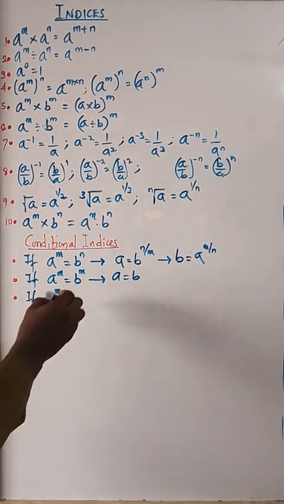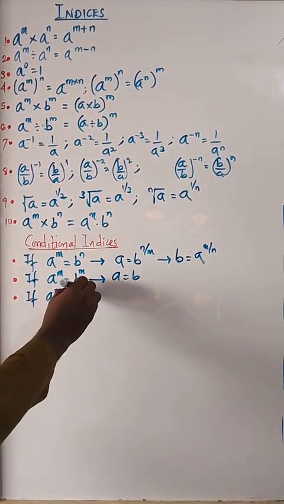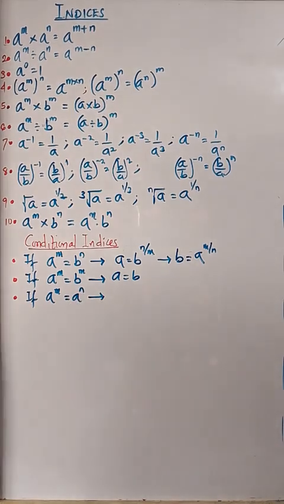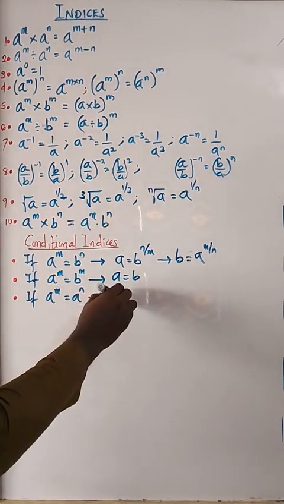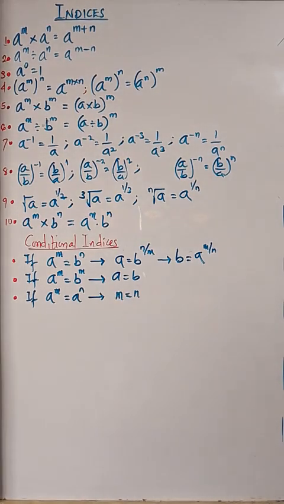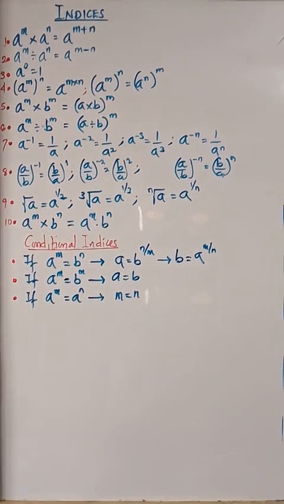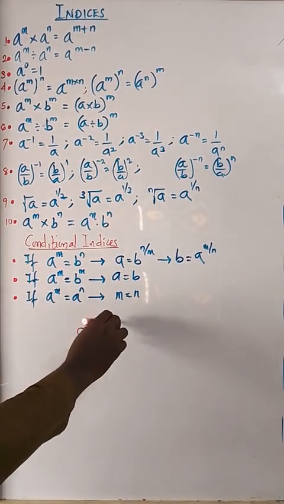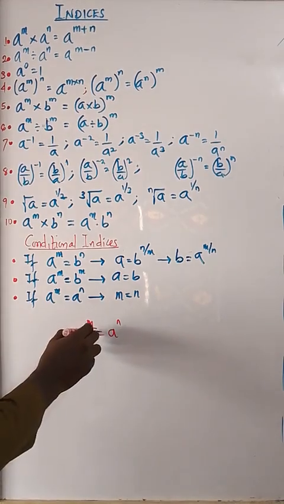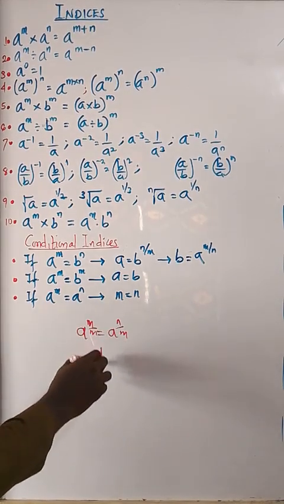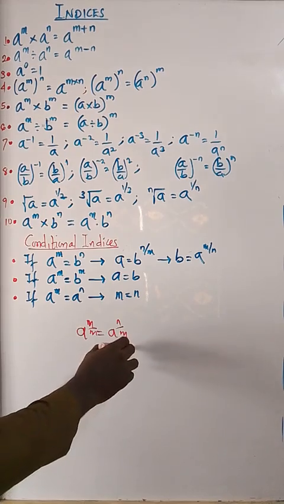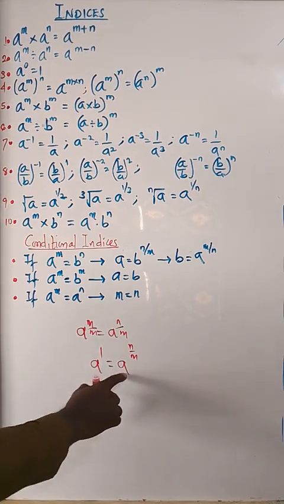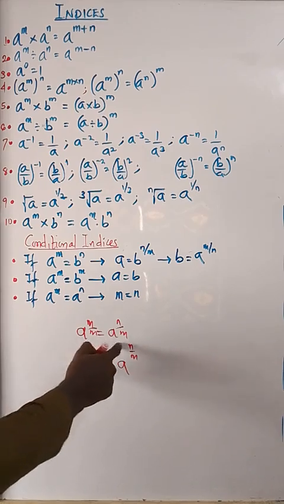Okay, this time around, what if the bases are equal and the powers are not equal? This time around, same base, different power. The rule says the powers also have to be equal. For the bases to be equal, the powers must be the same thing. The question is why? Following the first rule here, I have a raised to power m, a raised to power n. So let's divide by m over m. It means a raised to power 1 equals a raised to power what? n over m. For the bases to be equal, the condition is that the powers also must be equal.